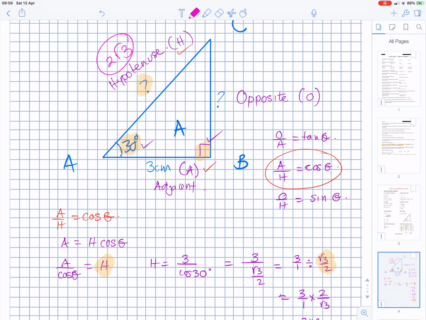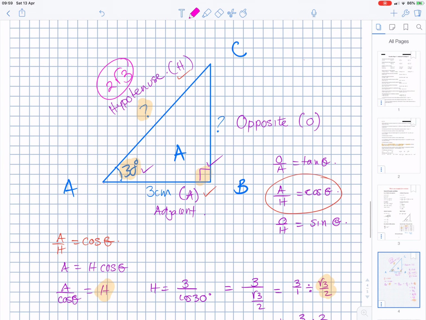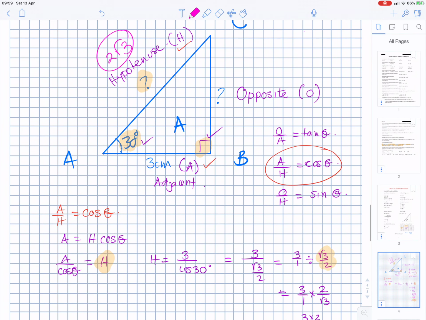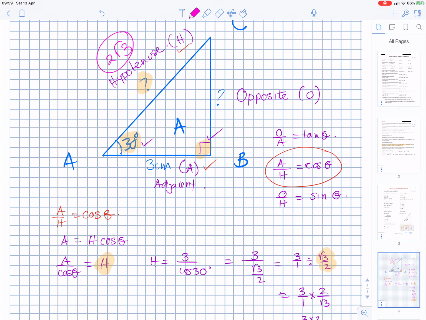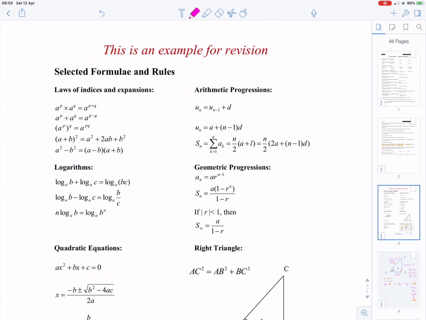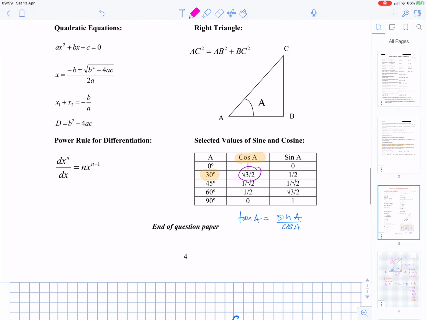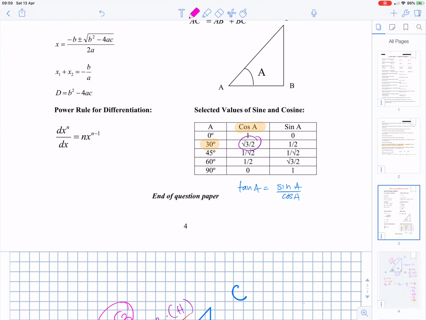And now we need to find BC. To find BC, we can use opposite over hypotenuse, or we can use opposite over adjacent, because we've got them both. But because we don't have tan in here, we might want to avoid tan. But if we should want to use tan, the relationship between the sine and the cosine and tan is this. So you can use that. And all you'd have to do is say tan theta, or tan 30 degrees.